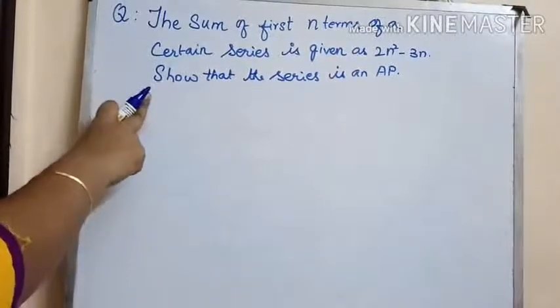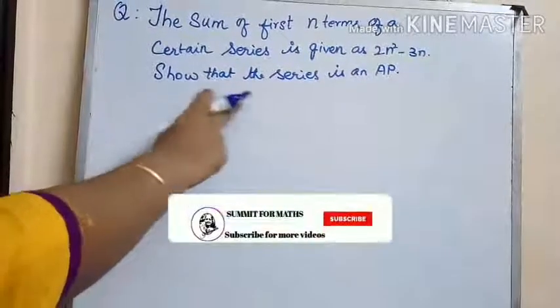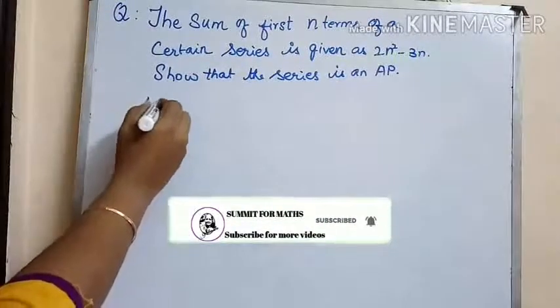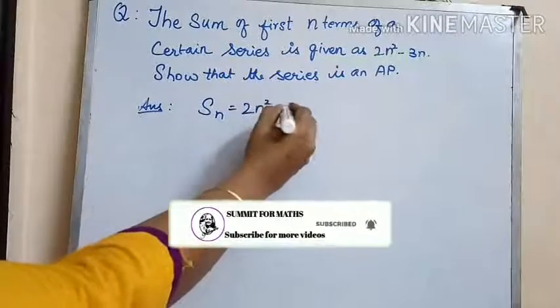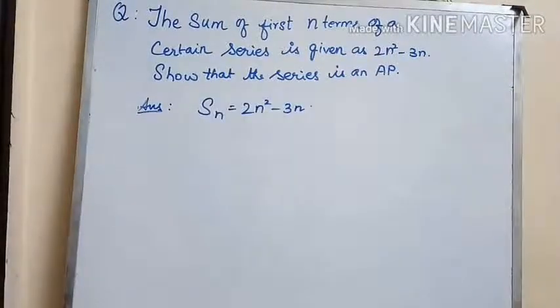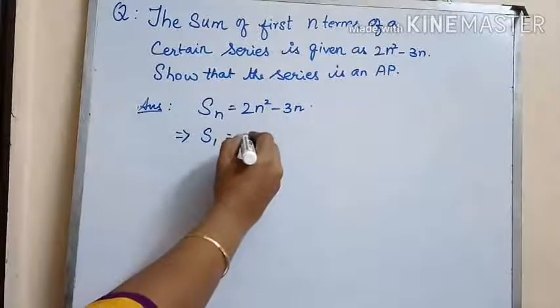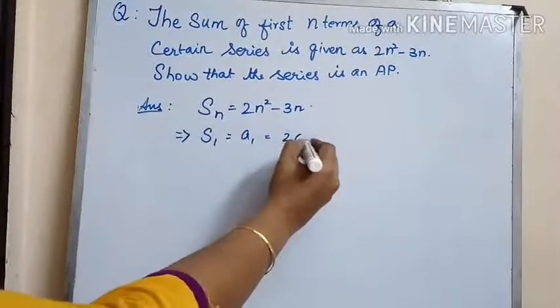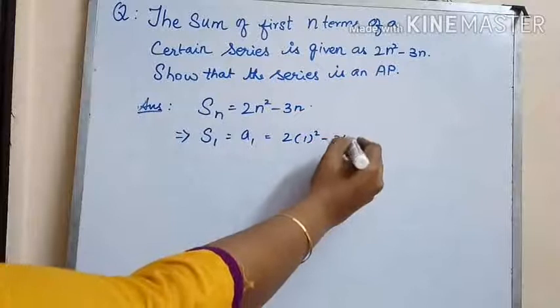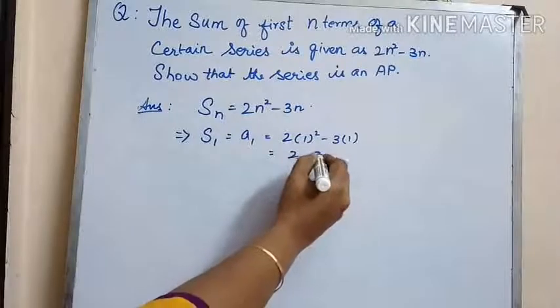We have a problem here. The sum of first n terms of a certain series is given as 2n squared minus 3n. Show that the series is an AP. So given that Sn is equal to 2n squared minus 3n, from which we can find S1, which is equal to A1, which is 2 into 1 the whole squared minus 3 into 1. So you will get 2 minus 3, which is equal to minus 1.